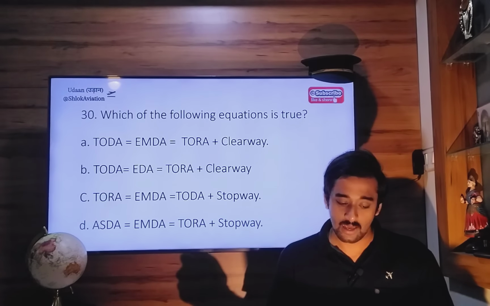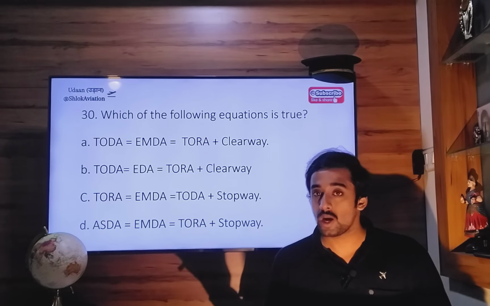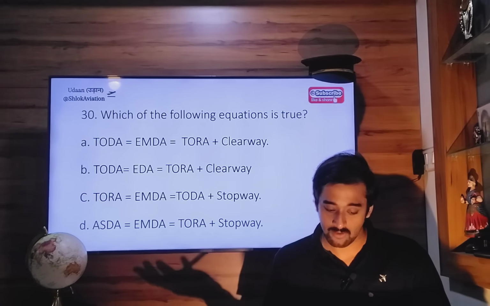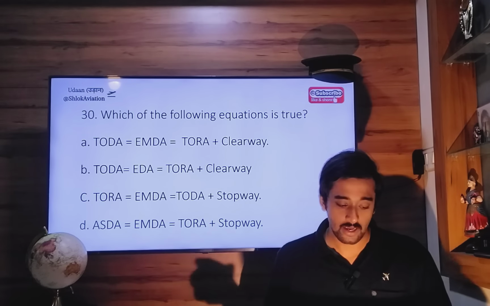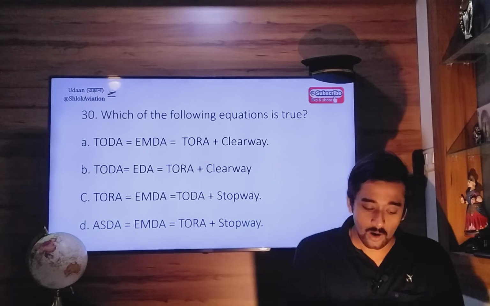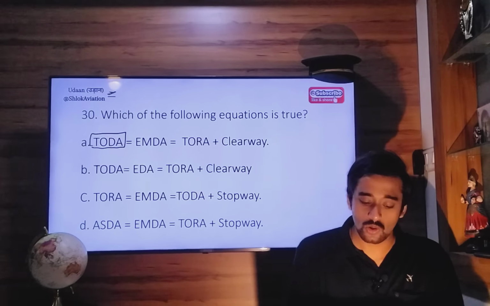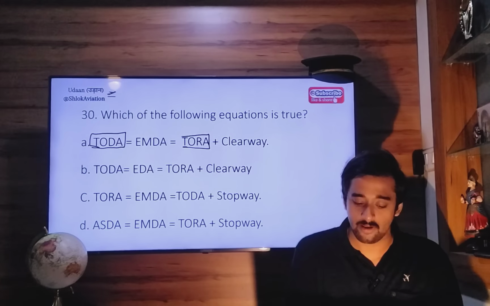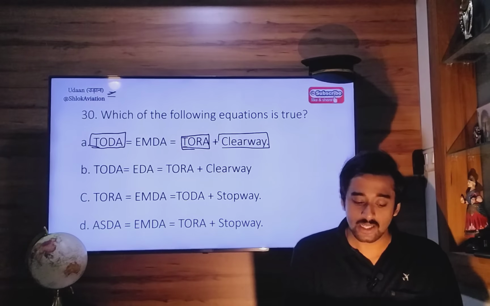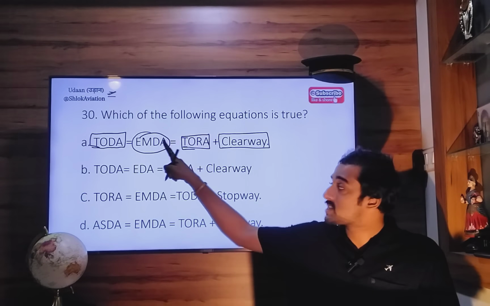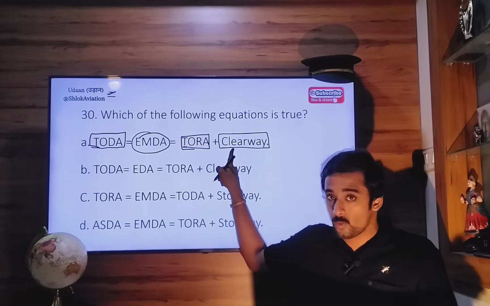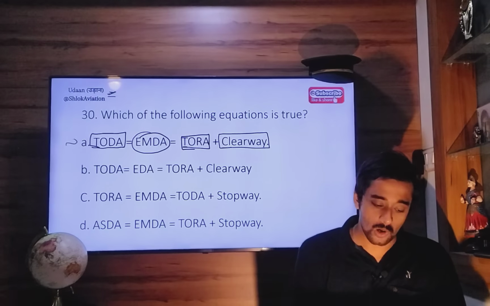Which of the following equations is true? Takeoff distance available is equal to accelerate stop distance available is equal to takeoff run available plus clearway. That is wrong. Takeoff distance available equals takeoff run plus clearway. But accelerate stop distance is not equal to takeoff run plus clearway. It is equal to takeoff run plus stopway. So option Alpha is wrong.